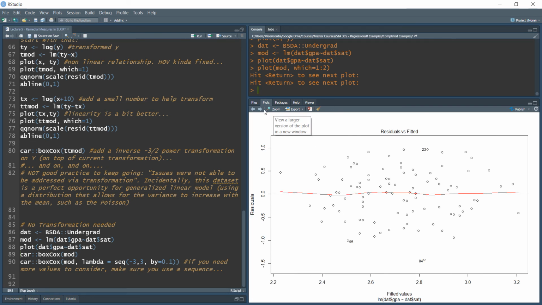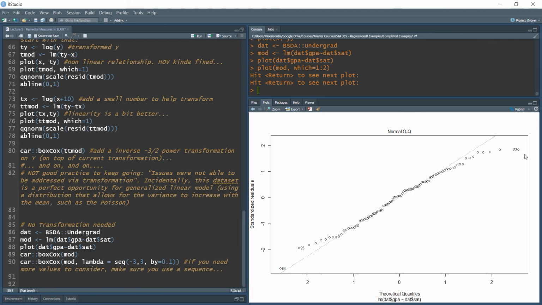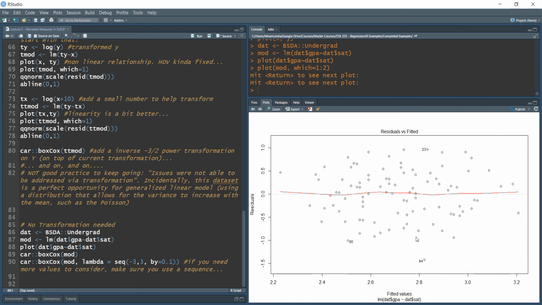So there's no issues here. Residuals look fine. QQ actually looks great. So in this particular case, there's really no issues. But let's say I looked at my residual plot and I said, oh my gosh, the variance is increasing, then decreasing. There's huge variance issues here.